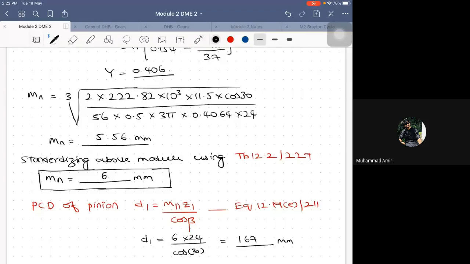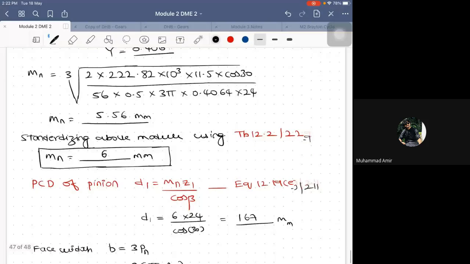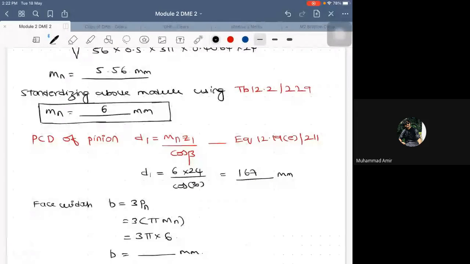Next, go for the face width calculation. In the question, it is neatly mentioned that face width is 3 times your normal pitch, and normal pitch is 5 times your normal module. So just substitute that: 3 pi into normal module 6, so this is 18 pi. 18 pi value is how much? 56.54. Then I will take it as 57.